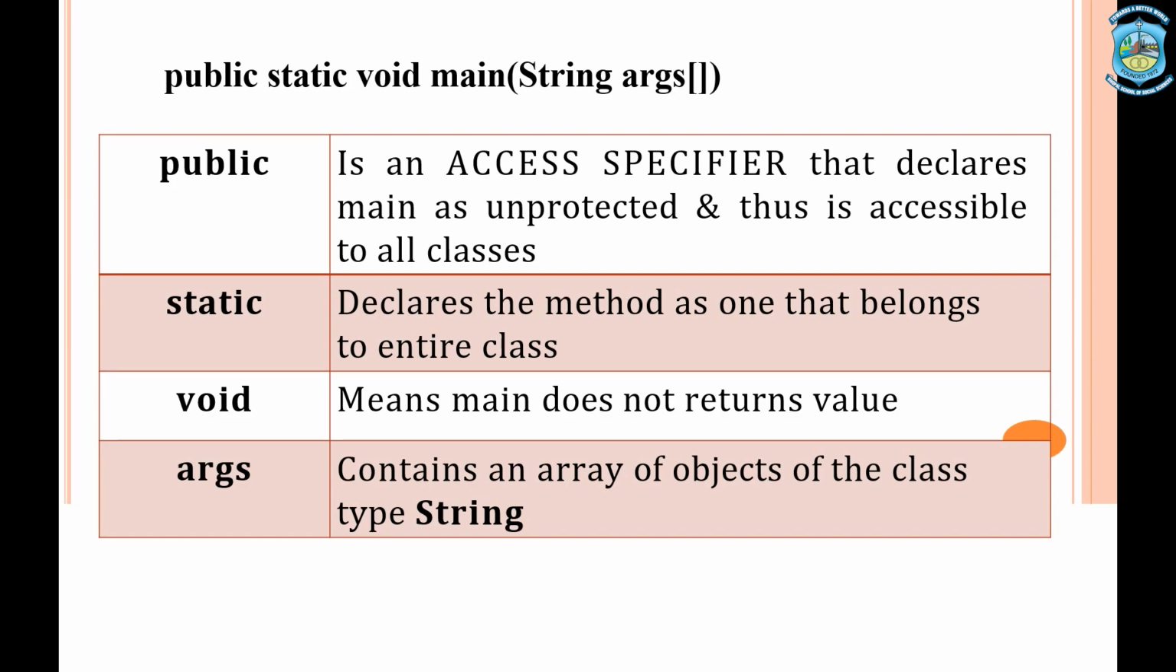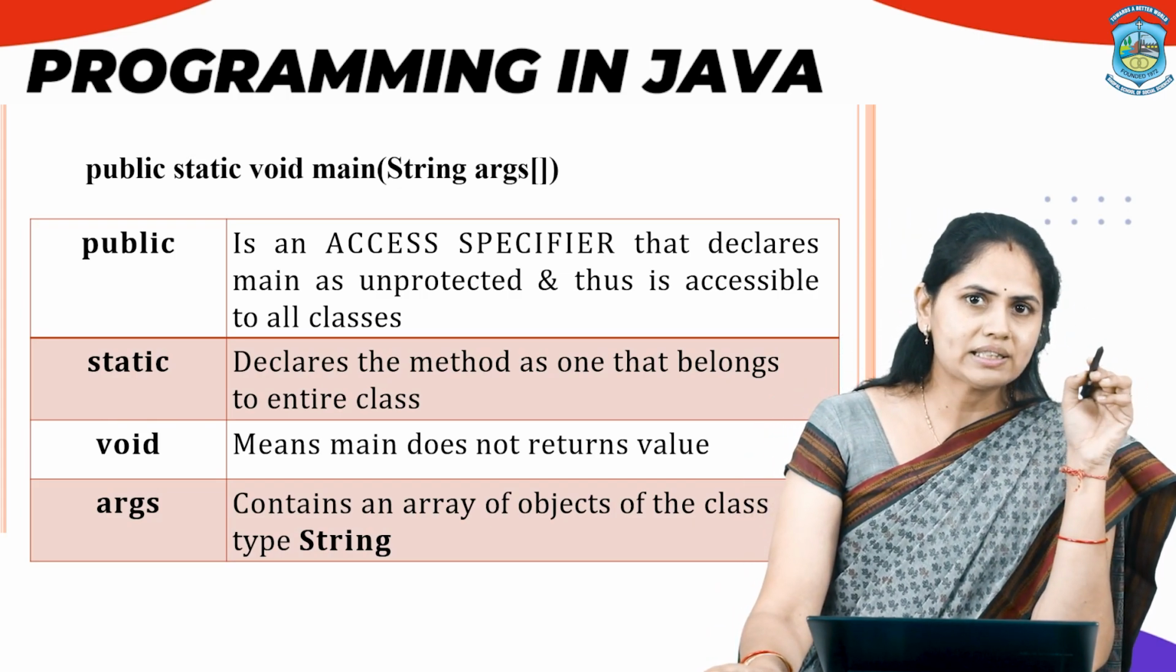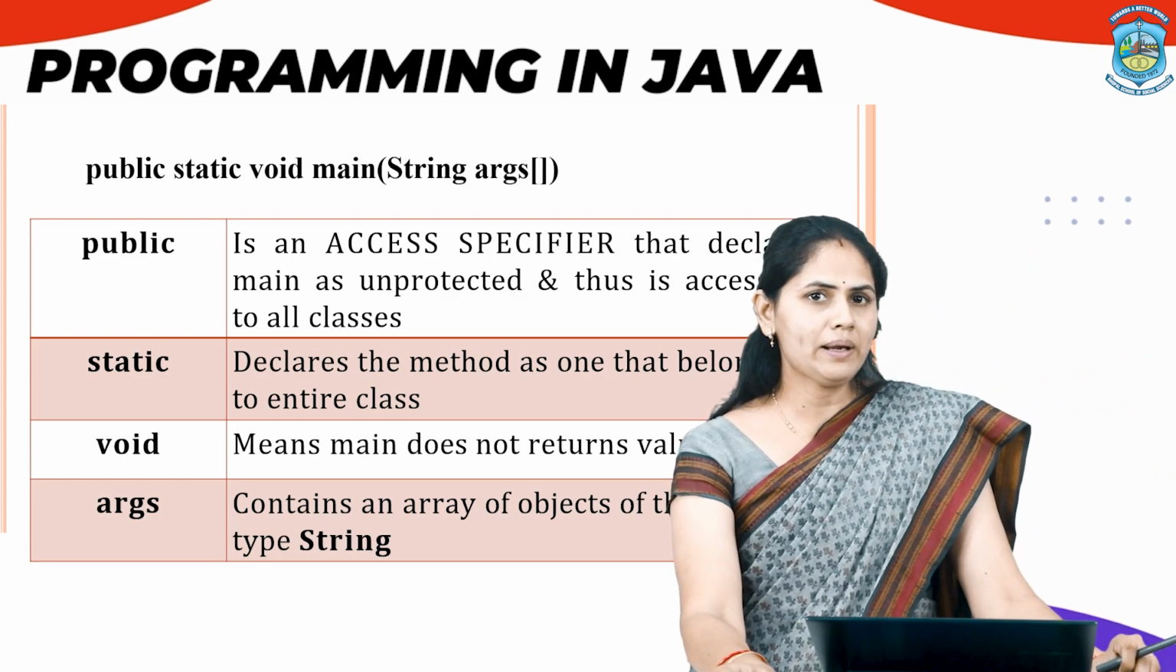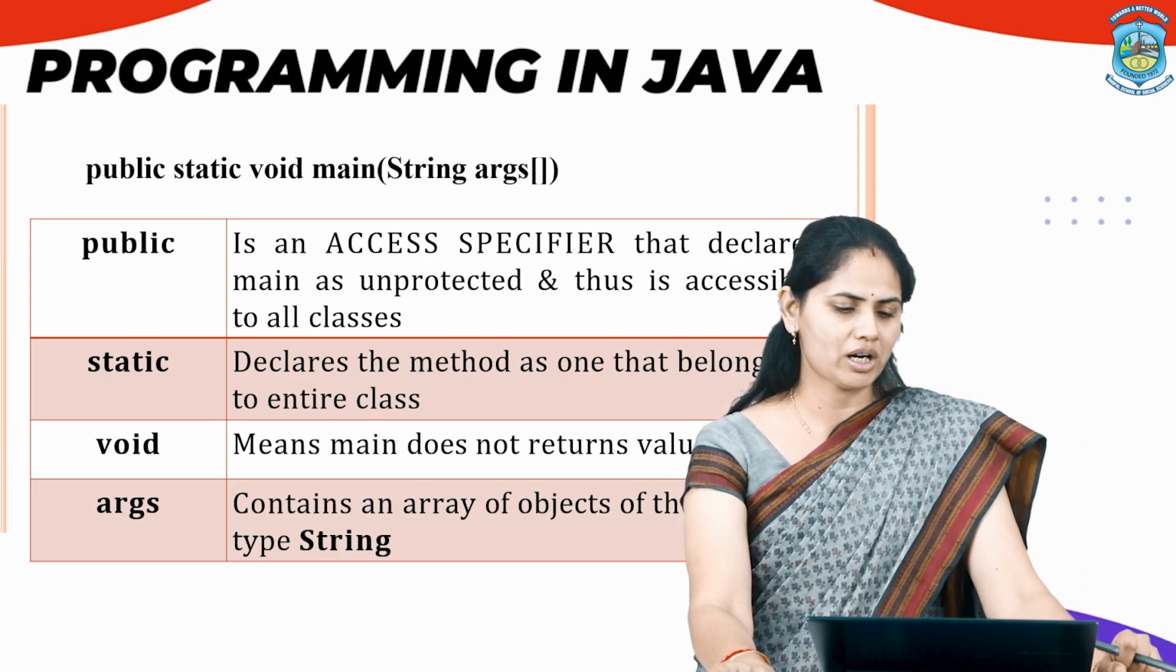ARGS contains an array of objects. You can see here with this ARGS, square brackets are there. What does a square bracket denote? It shows us that we are using an array type of data. So it contains an array of objects of the class type String. String is a class. So it contains an array of objects of which type? A String type class. So that is the description of this main function.